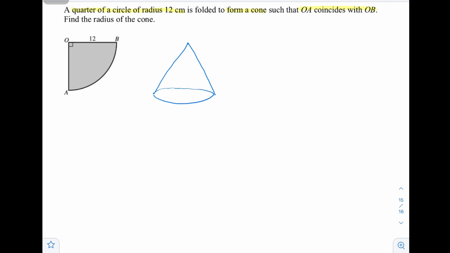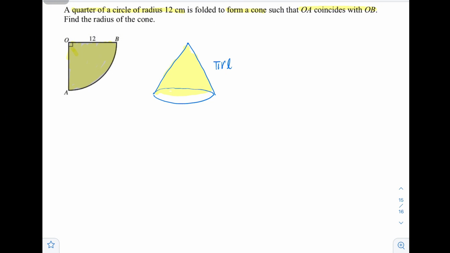So this area of the quadrant here, which I'm shading in yellow, is actually the curved surface area of the cone. Okay, if you can imagine how it will look like, it's actually this curved surface area over here. So in other words, the area of the quadrant would be equal to the curved surface area, where the formula is given as pi RL.